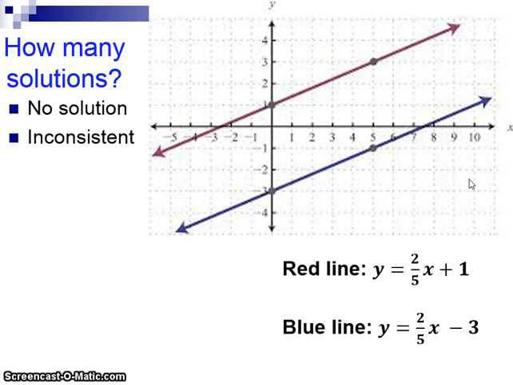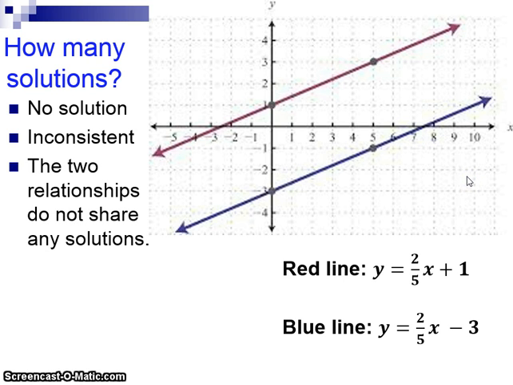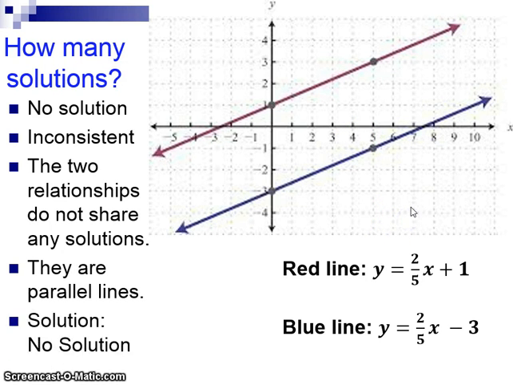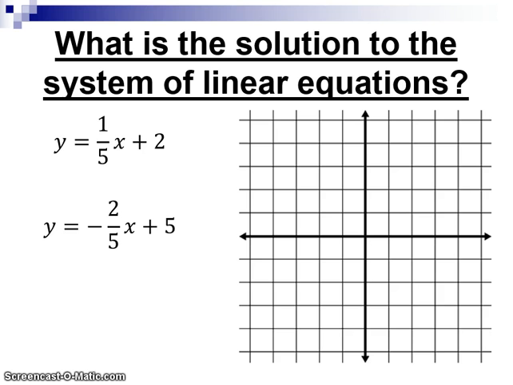We would call this inconsistent because the relationships do not share any solutions. There are no ordered pairs that they will ever have in common because these two lines will never touch. Why? Because they are parallel lines. So the solution that you would write is there is no solution. The solution is that there is none.